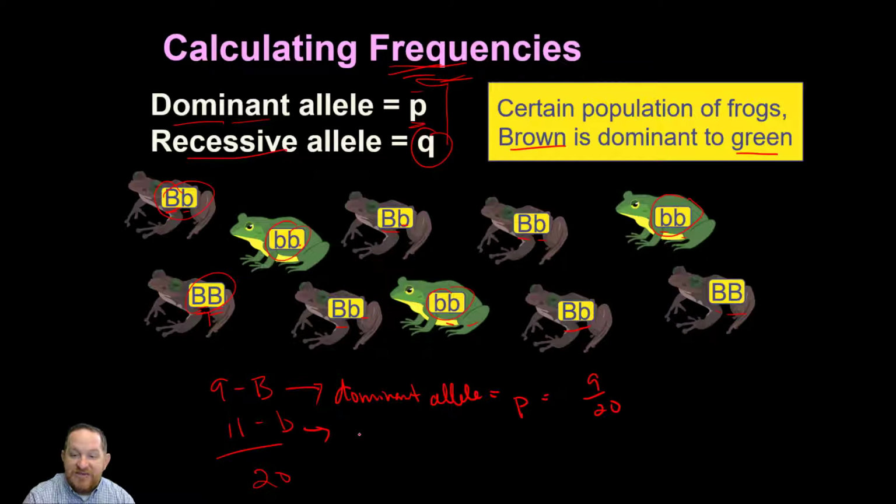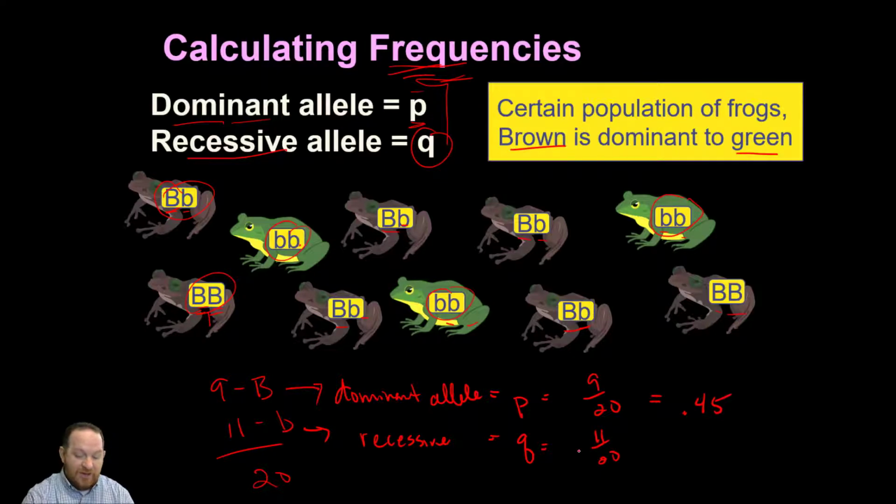The recessive is equal to Q, which would be 11 over 20. And I just happen to have a handy-dandy calculator, so let's calculate that. 9 divided by 20 is 0.45. So our frequency for the dominant allele is 0.45. That means the rest have to be recessive.